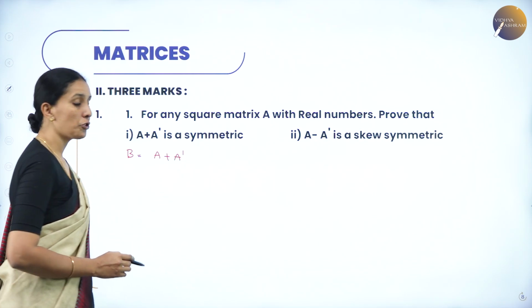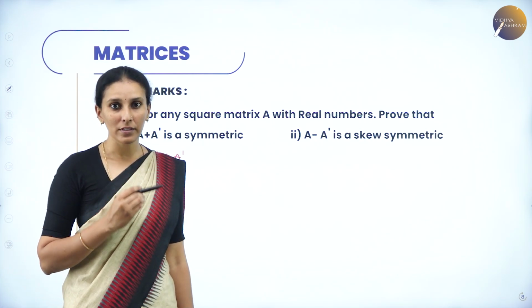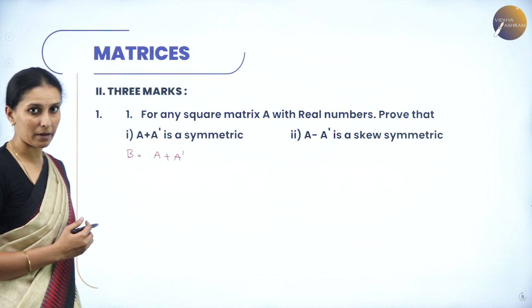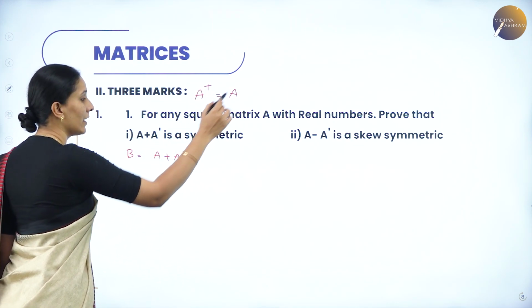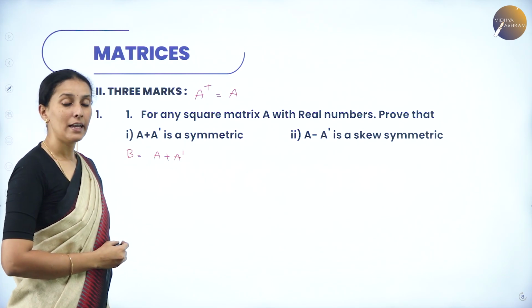We need to show that A plus A dash is symmetric. So when we transpose the given matrix and it gives the same matrix, then we say it is a symmetric matrix. That is, if A transpose is equal to A, then it is symmetric. So let us take the transpose of this matrix.